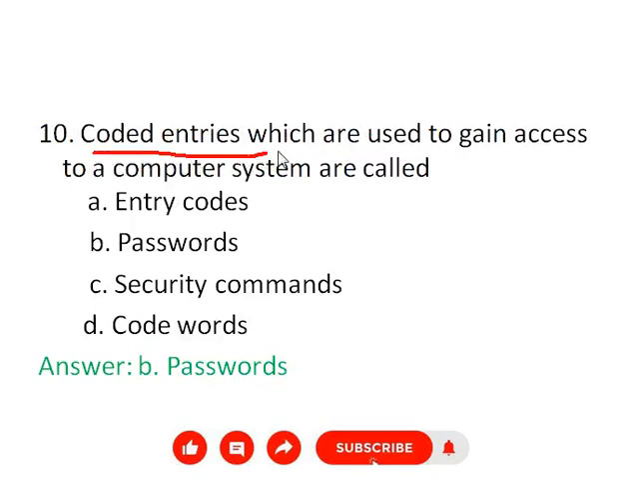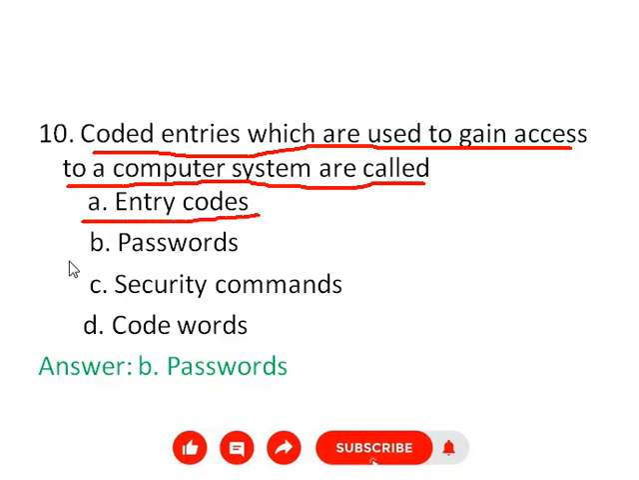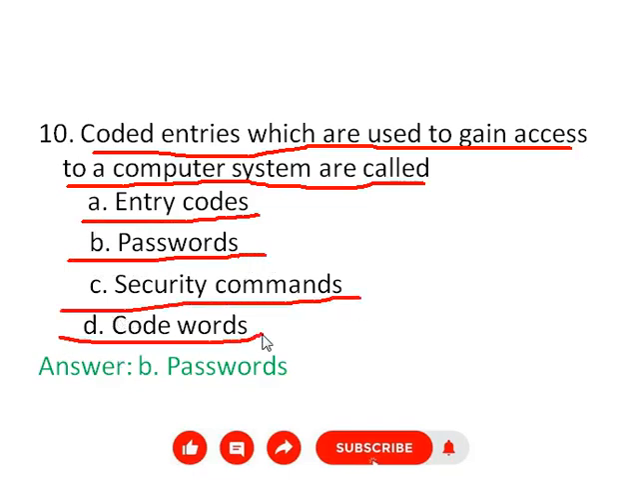Our next question is, coded entries which are used to gain access to a computer system are called option A, entry codes, option B, passwords, option C, security commands, option D, code words. So option B, password. Our correct answer is option B, password.